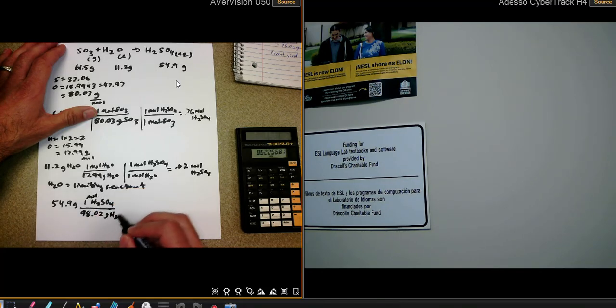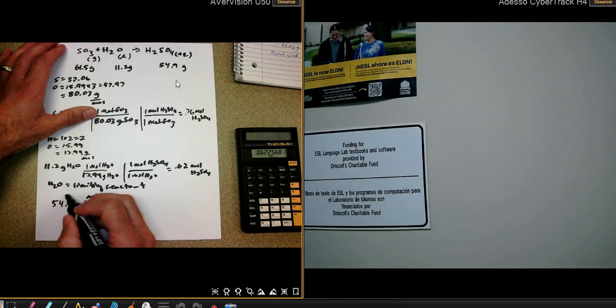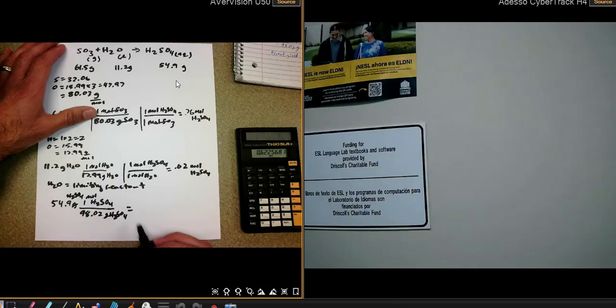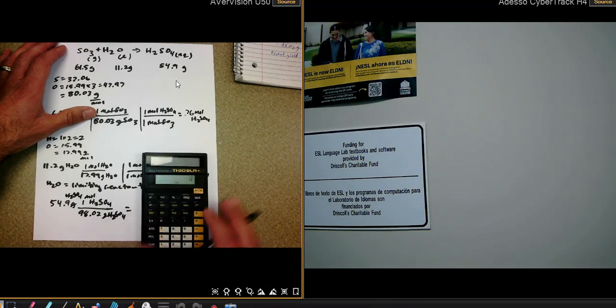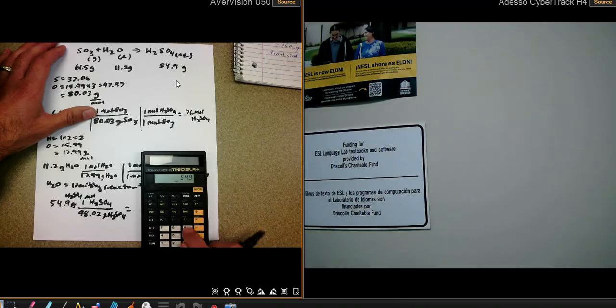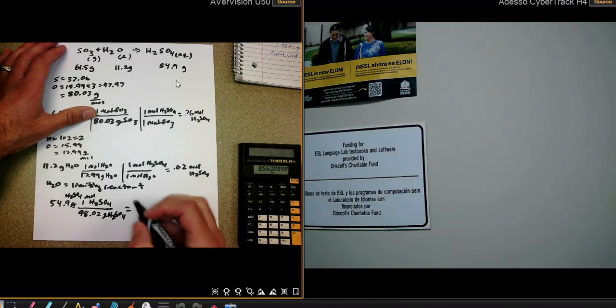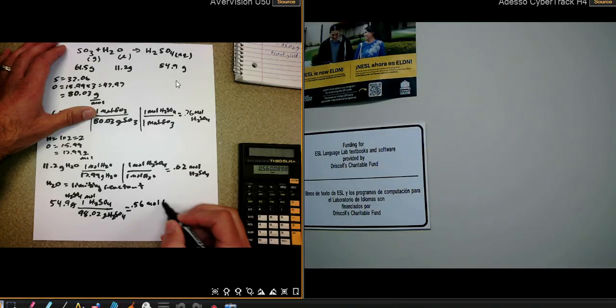per mole of H2SO4. That cancels out. That cancels out. I'm left with moles of the stuff. 0.56 moles. So this is the moles that I actually got.